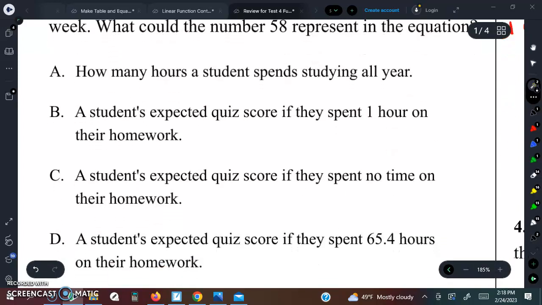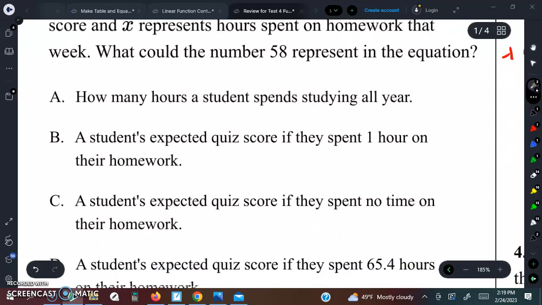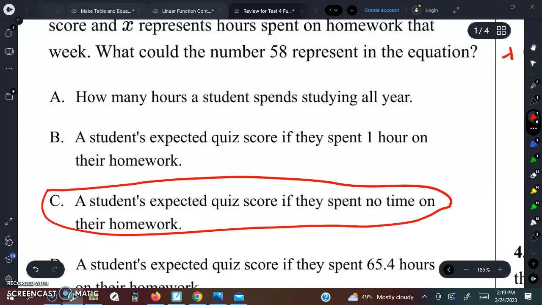So if you come down here, you'll notice that x is the hours spent on homework, and y is the expected quiz score. Then you can see that if you spent no time on homework, your quiz score would be a 58. So that one's C.